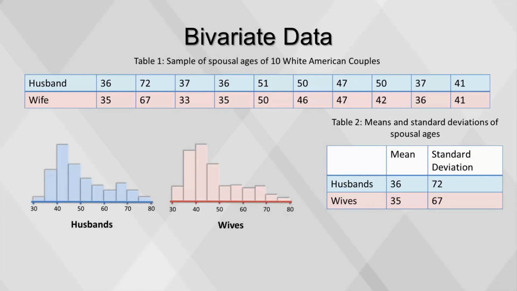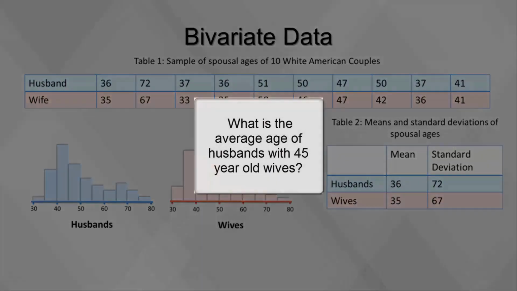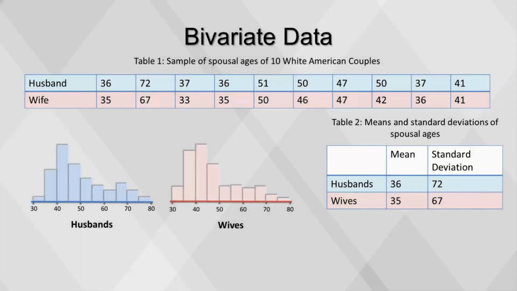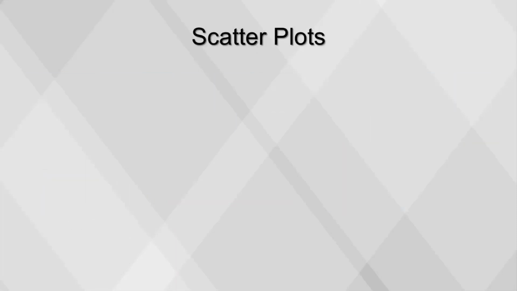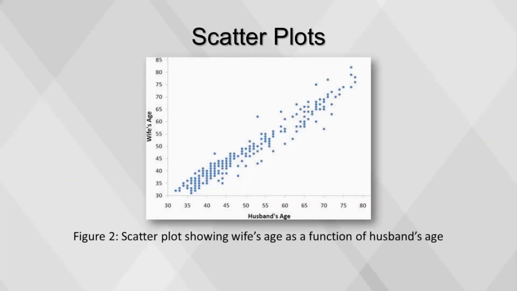Another example of information not available from the separate descriptions of husbands and wives' ages is the mean age of husbands with wives of a certain age. For instance, what is the average age of husbands with 45-year-old wives? Finally, we don't know the relationship between the husband's age and the wife's age. We can learn much more by displaying the bivariate data in a graphical form that maintains the pairing.